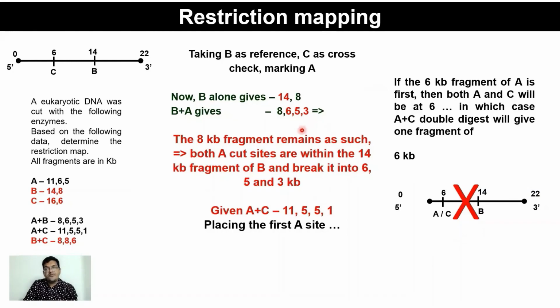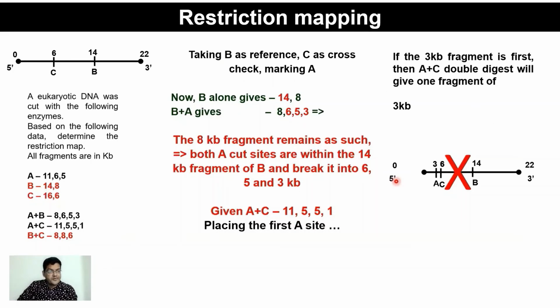Now let's put the 3 kb fragment first and see whether it satisfies the A plus C double digest condition or not. Remember, restriction mapping is a process of trial and error. So here you are, looking at placing the 3 kb fragment of the B plus A double digest first, which means we're placing A at 3 kb in the map. So here you are, A at 3 kb in the map. You already have the positions of C and B fixed at 6 kb and 14 kb.